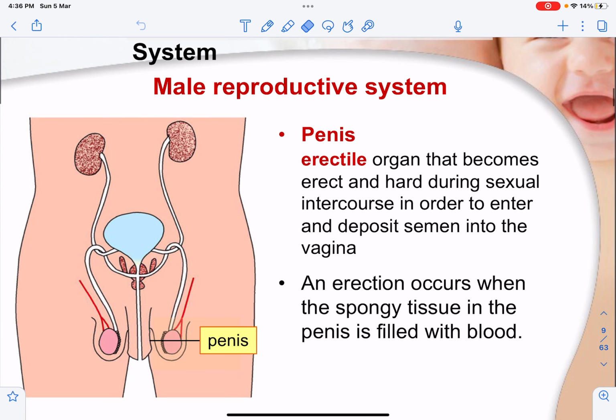For the male reproductive system, the penis is an erectile organ that will become erect and hard during sexual intercourse in order to enter and deposit semen into the vagina. An erection generally occurs when the spongy tissue in the penis is filled with blood. This is similar to how Viagra works. In simple terms, after taking Viagra, it will promote blood flow into the penis, and that leads to an erection. Okay.